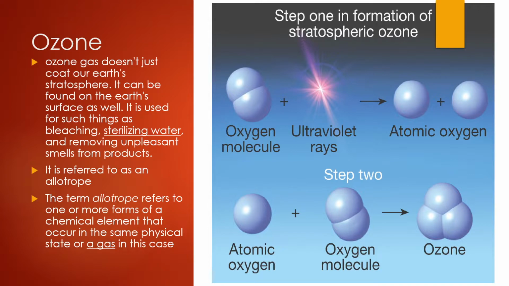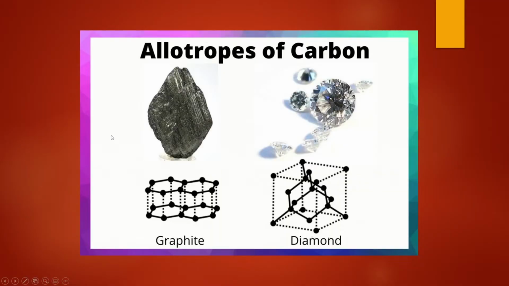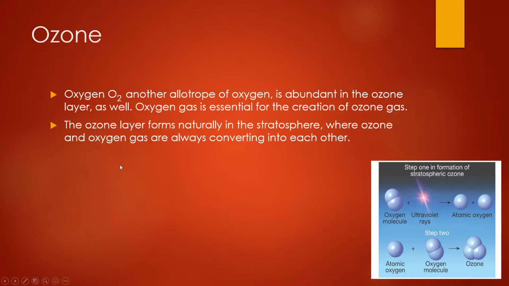A good example of this is this right here, carbon. So hopefully this better illustrates this. Depending on the structure of the carbon, you can have either graphite or diamond. Both are made up of purely carbon, but obviously they're quite different from each other. This is another example of an allotrope. So oxygen, another allotrope of oxygen, is abundant in the ozone layer as well.